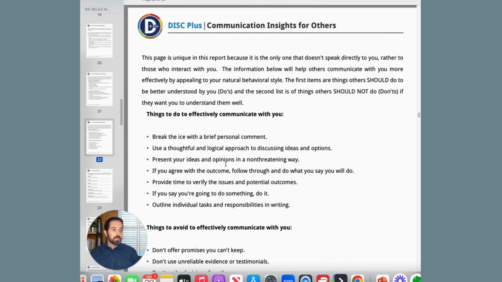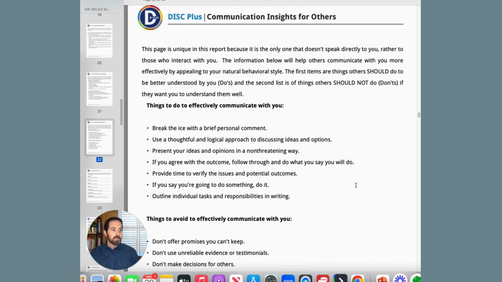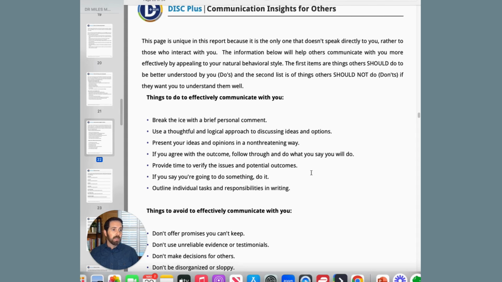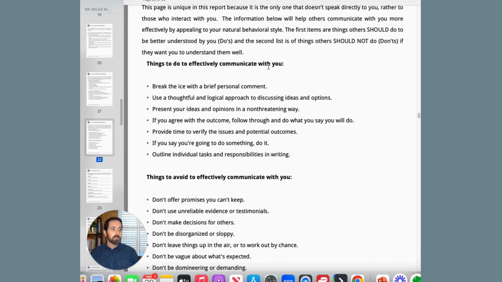Page 22, so this is my favorite. A lot of our clients will use this, print these out, hang them up in their break rooms, because this is communication insights for others. So what this allows is things to do to effectively communicate with you. So for example, with this person, break the ice with a brief personal comment. They're not just about, let's get down to business. You might break some trust with that.